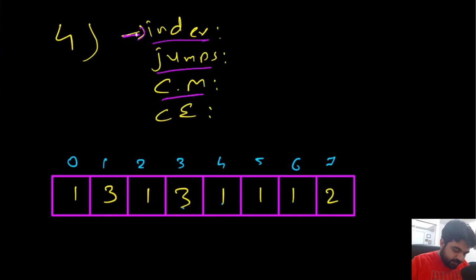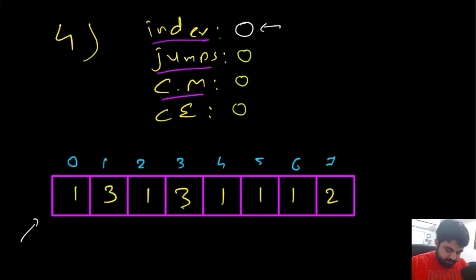So now let's look at the example, and let's initially assign the values. So initially the number of jumps is 0, current maximum is also 0, and current end is also 0. Now we start our journey. So first we come to this first index. Whenever we are at the first index, the index value currently is 0. Now let's just keep on updating these values.